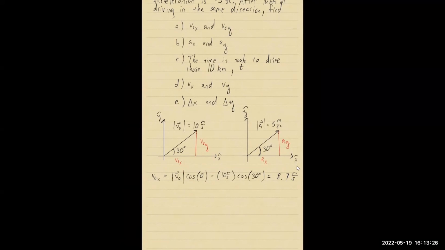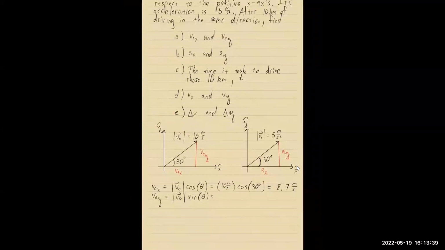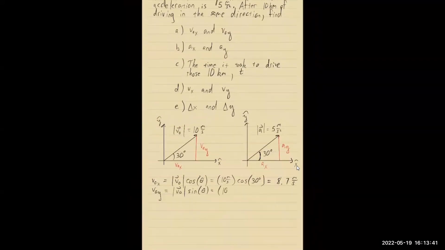And so we can do something similar for the y component of our initial velocity vector, except now, instead of using cosine, we use sine of our angle theta. So it's our magnitude, which is 10 meters per second, times sine of 30 degrees. This is going to be 5 meters per second. So these two right here are the answers to part A.